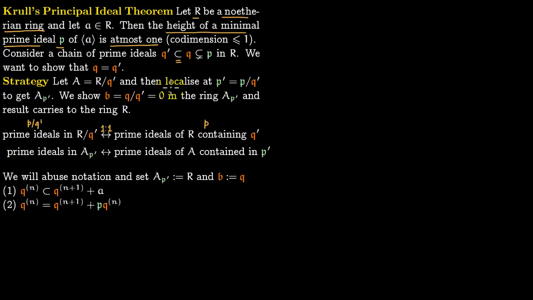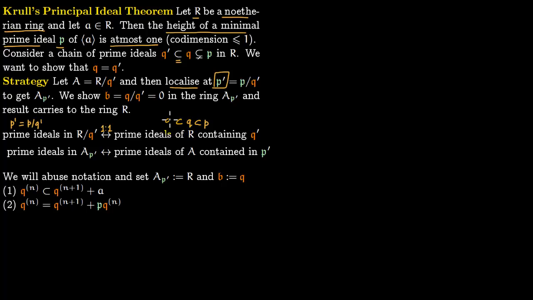Now we can localize at this prime ideal P prime. So you can localize, you get this local ring A P prime, and in this local ring, what are the prime ideals in A P prime? They are precisely the prime ideals of A contained in P prime. So this Q is also contained in P here.